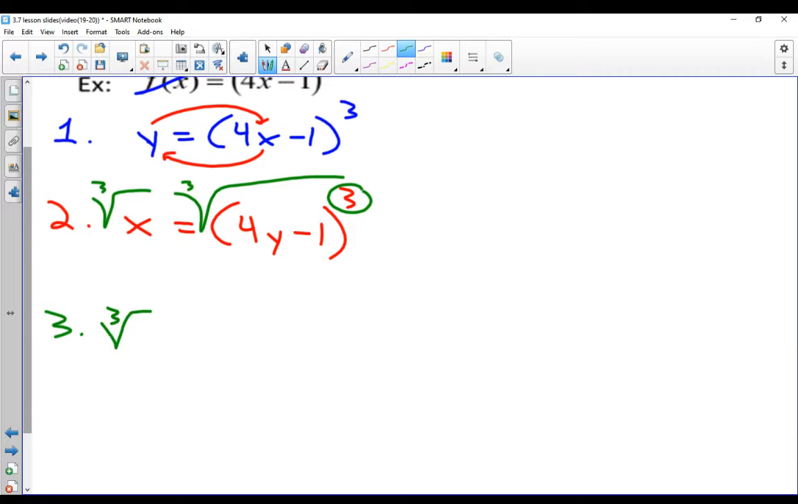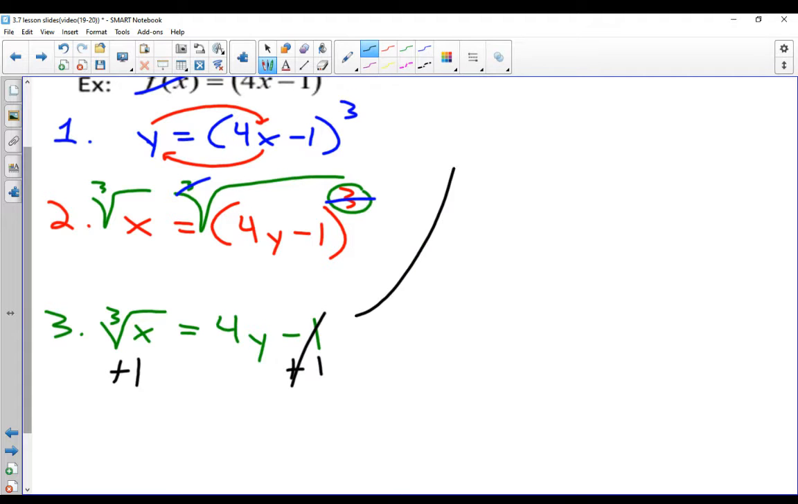When you do that, we'll have the cube root of x on the left side. Then on the right side, your root and your power will be officially gone, and all you'll have left is 4y minus 1. Once you're done with that part, the rest is really easy. From here, to solve for y, go ahead and add 1 to both sides. So now you have cube root of x, and then plus 1. Make sure the plus 1 does not go in the root. That equals 4y.